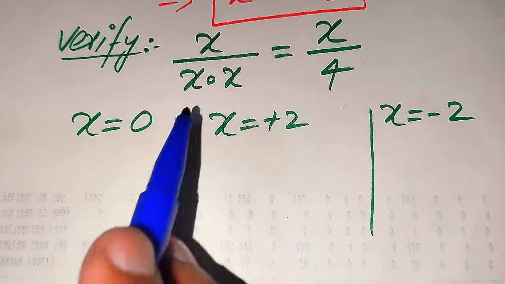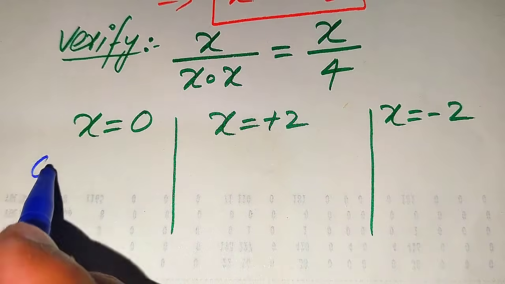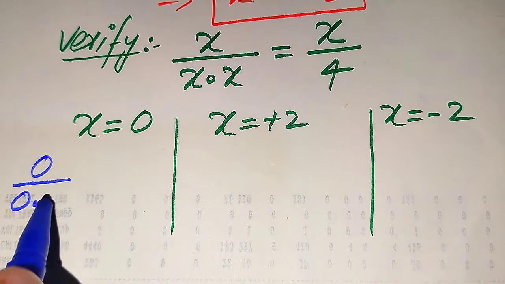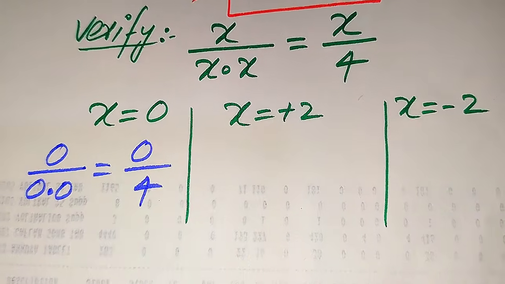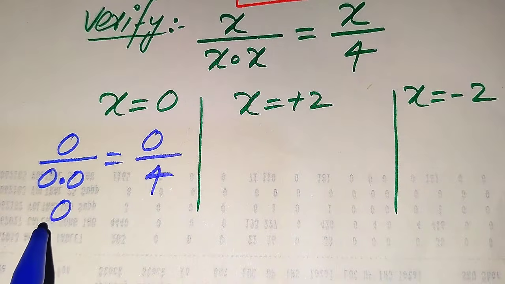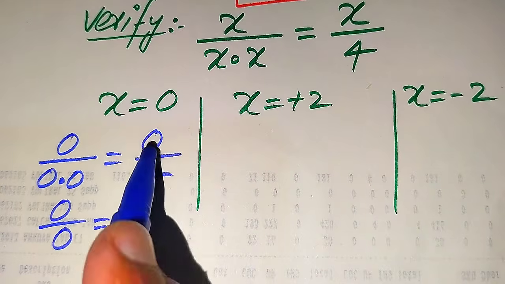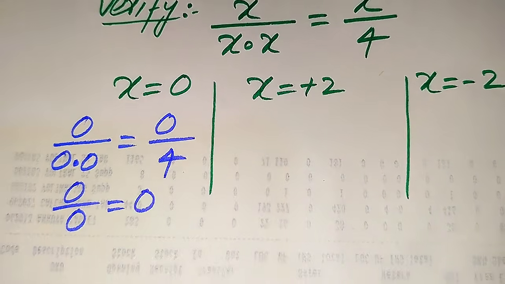So when we put x is equal to 0 on both of the sides, it will be written as 0 divided by 0 times 0 equals 0 divided by 4. So here this will become 0 on the left, and 0 divided by 4 becomes 0.